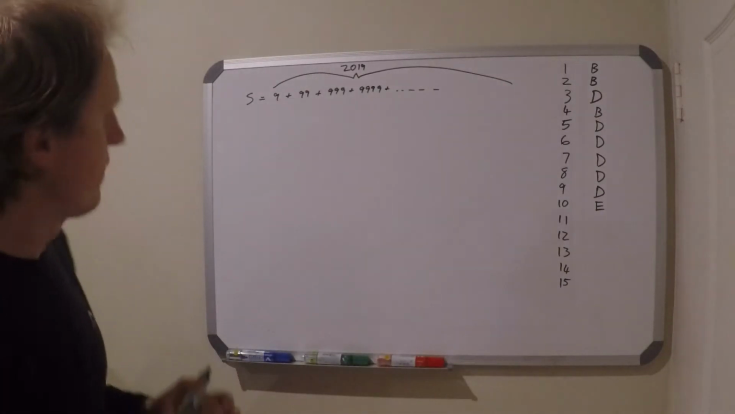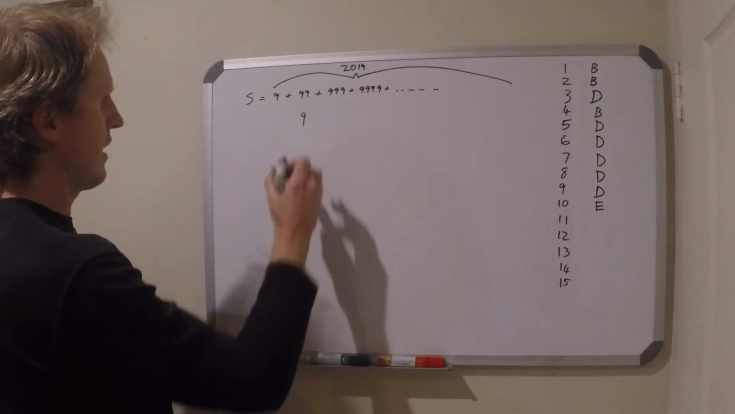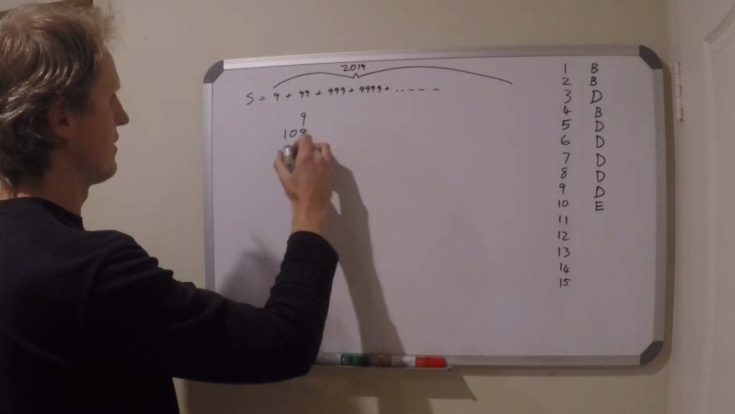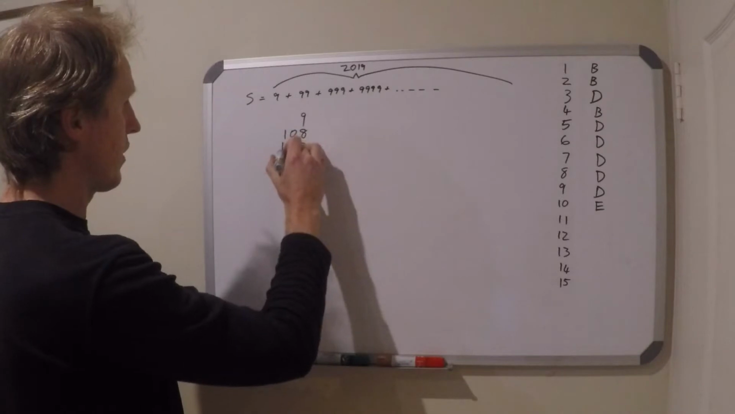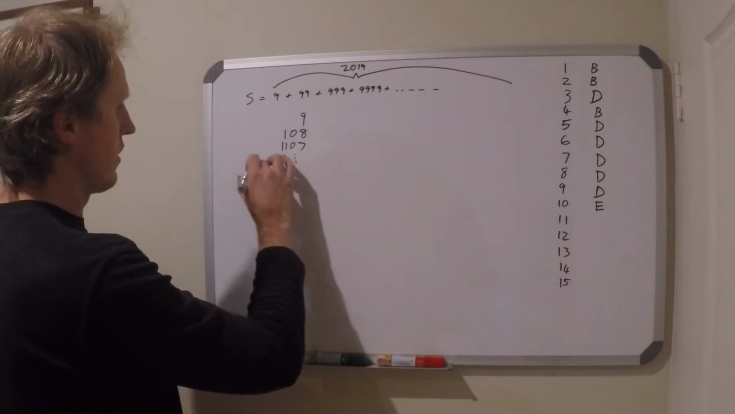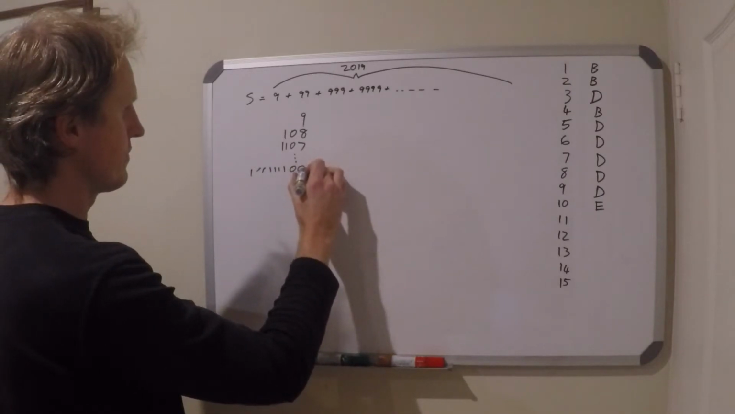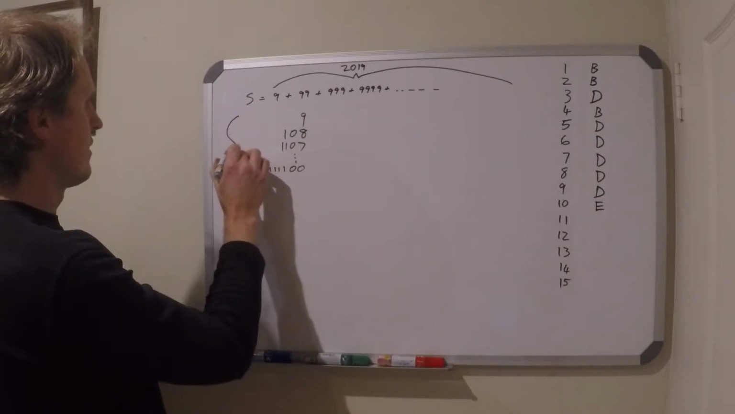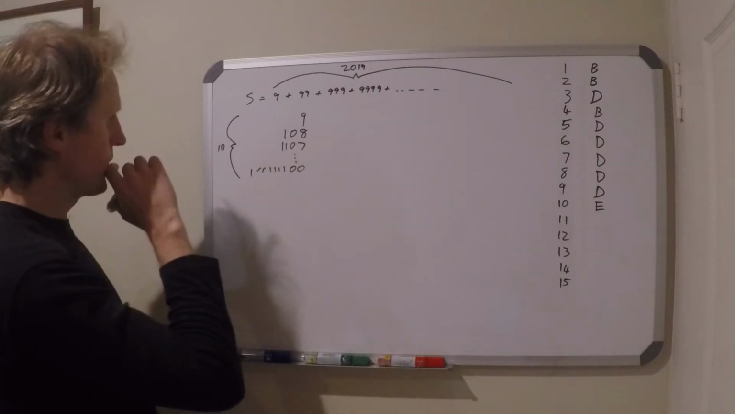Okay, so the first number we had was 9. The second number that we had was 108, 1107, 111, so a whole lot of ones. Let's not count those for now. 0, 0, and that's the first 10 numbers.